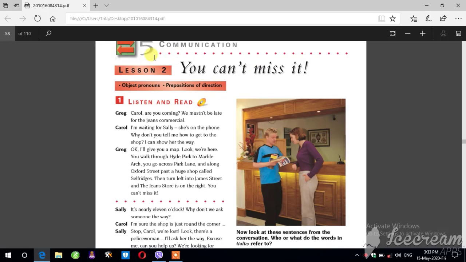Today we have to review Unit 5, Lesson 2. Unit 5, Lesson 2 is about object pronouns and prepositions of directions. The first one, what's object pronouns?